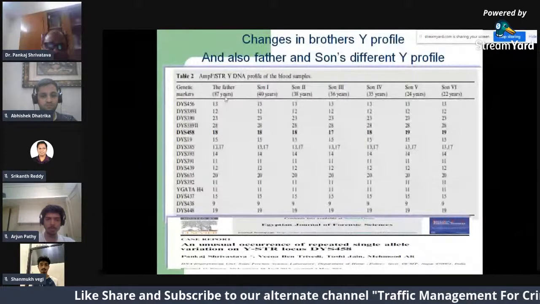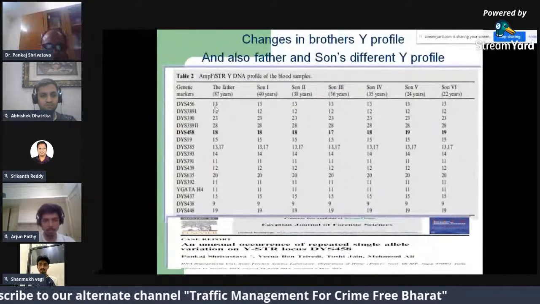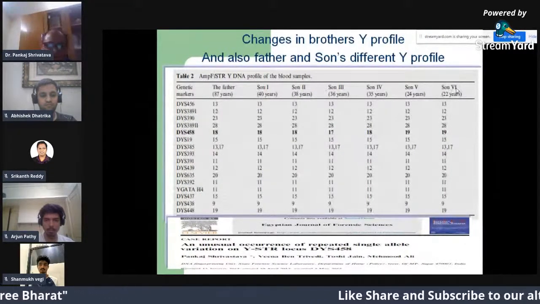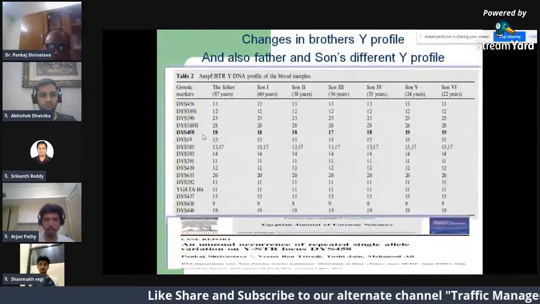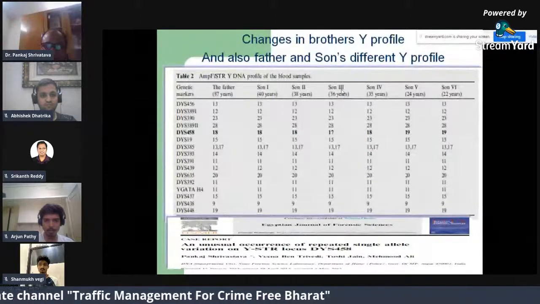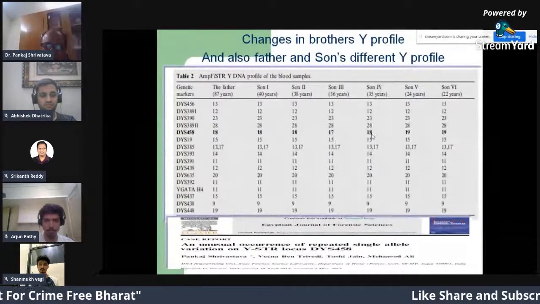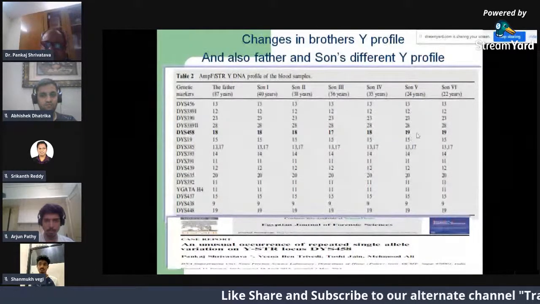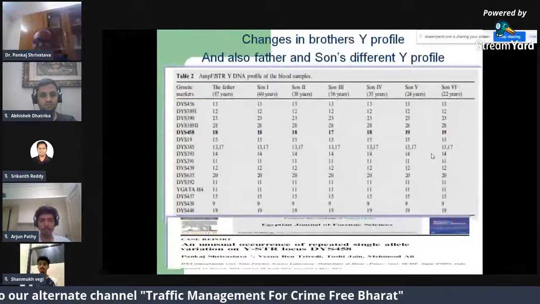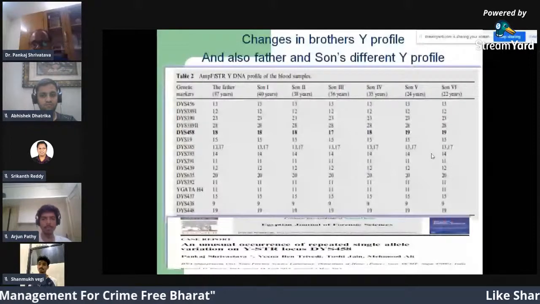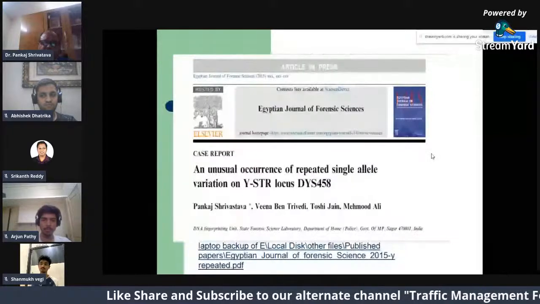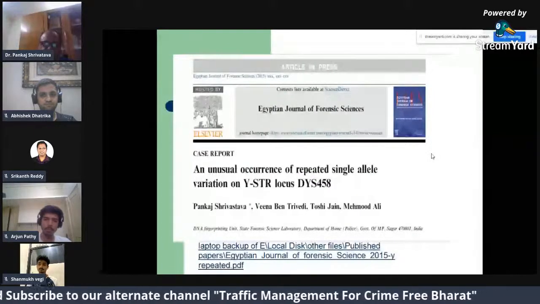So you can see here that this father's DNA profile, on all the markers, everybody's DNA profile is the same. Son 1, son 2, 3, 4, 5, 6. But on this particular point, the father is having 18, son 1 18, son 2 18, son 3 17, son 4 18, son 5 19. So this is an uncommon phenomenon, but yes, these are genetic anomalies, and we may encounter these types of situations. This is what we published in the Egyptian Journal of Forensic Science.